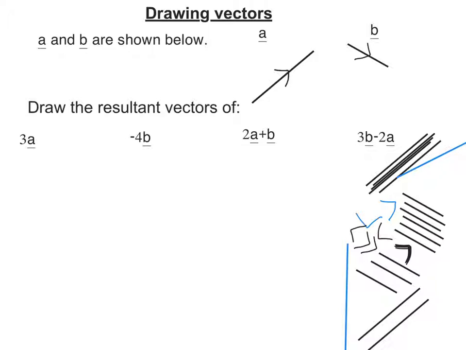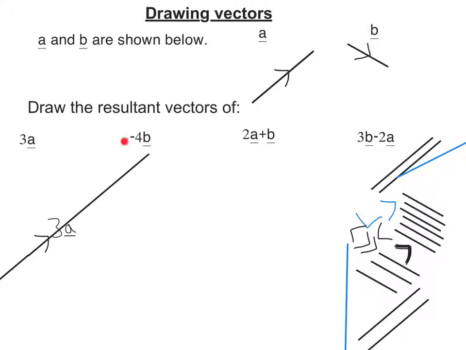So basically, I'm going to draw three vectors like A back to back. So there's my first one, and then let's put the other one on the end, and then put the other one. And now I must show its direction, so it's going up, and I must label it. So this is 3A with my underline.